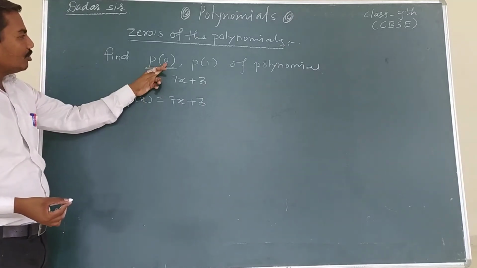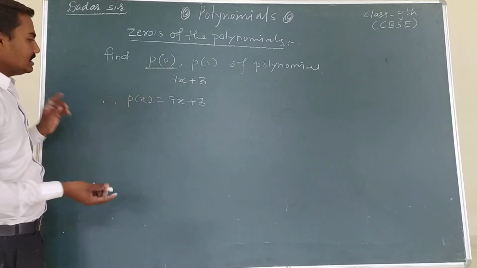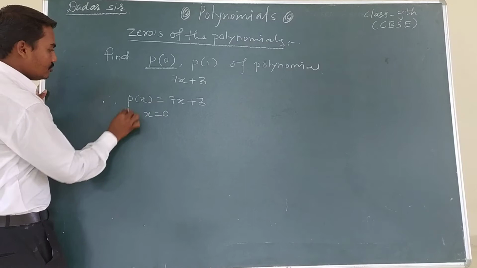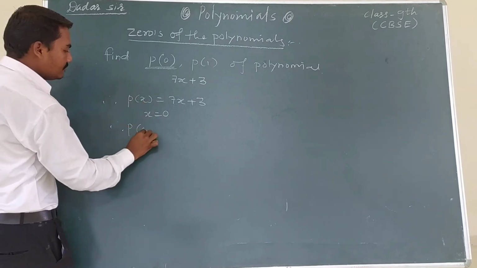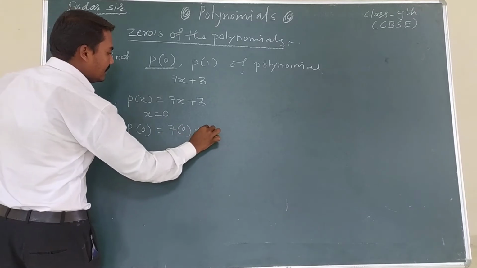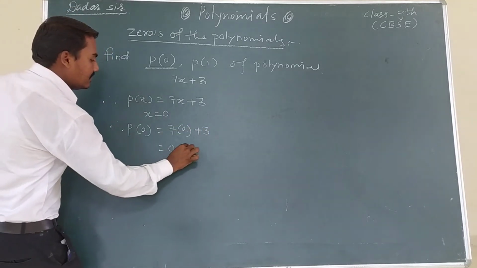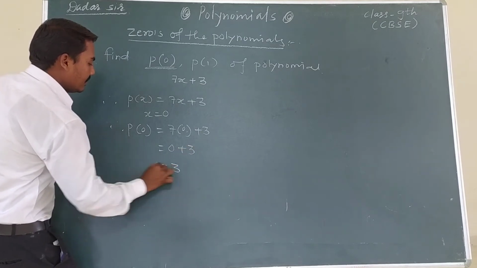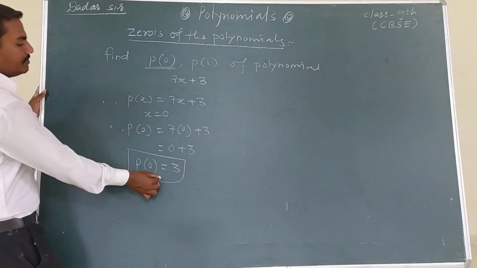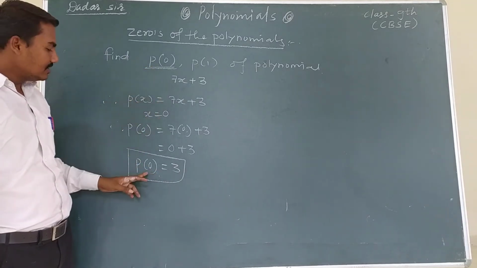Now p of 0 means x की जगह पर क्या आएगा, 0. So we have to find p of 0. So x is equal to 0, put करना. So it becomes p of 0, x की जगह पर 0, plus 3. 7 zeros are 0, plus 3. So it becomes 3. So P of 0 is how much? P of 0 becomes 3. So we can find the value of P of 0 is 3.